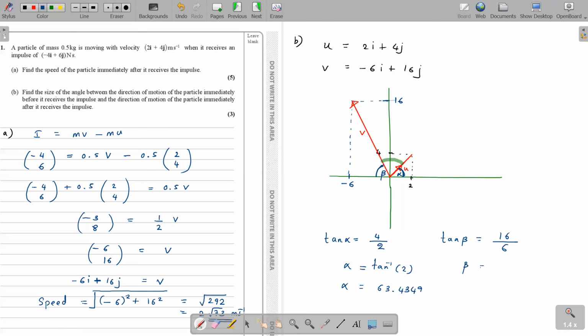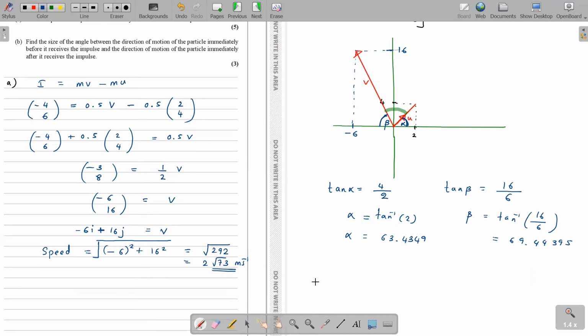So your beta is tan inverse 16 over 6, which is 69.44395. And then all we need to do is to get the angle.